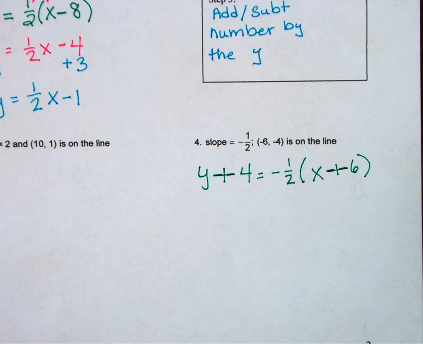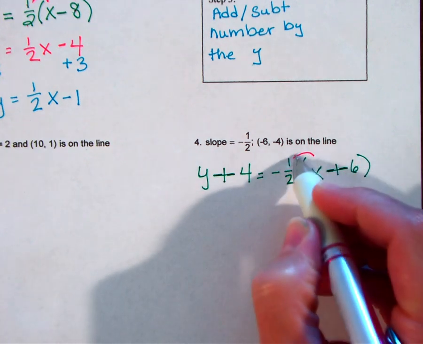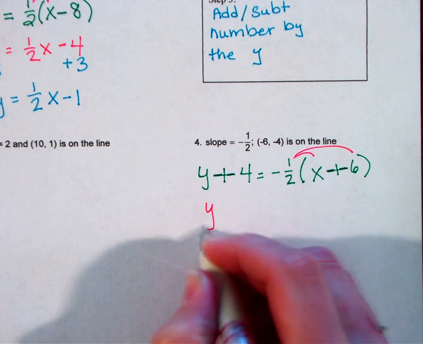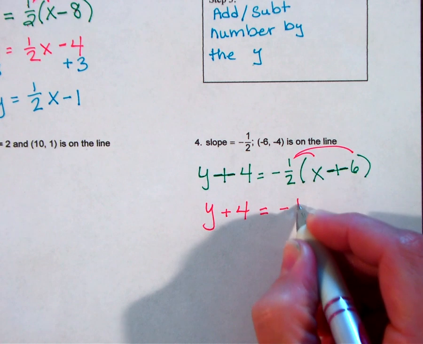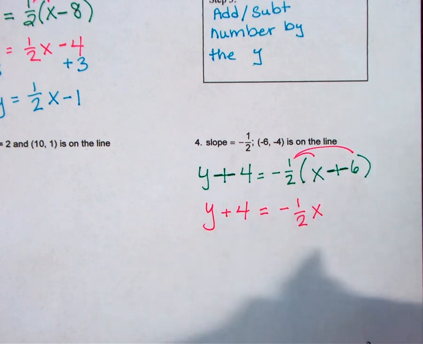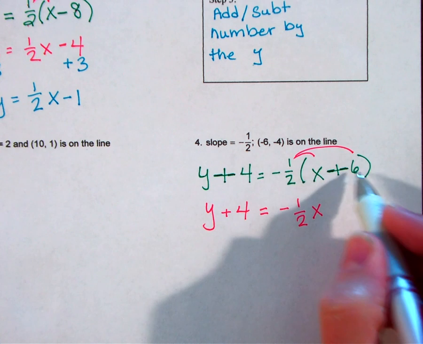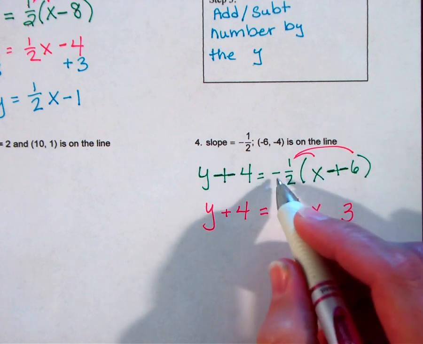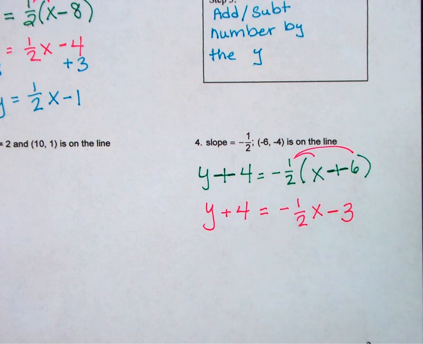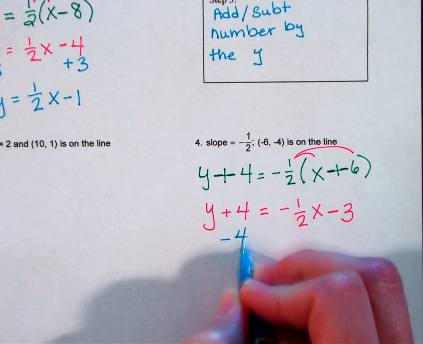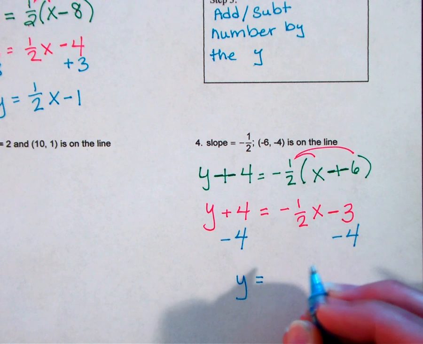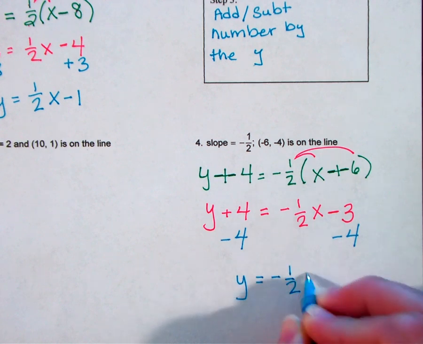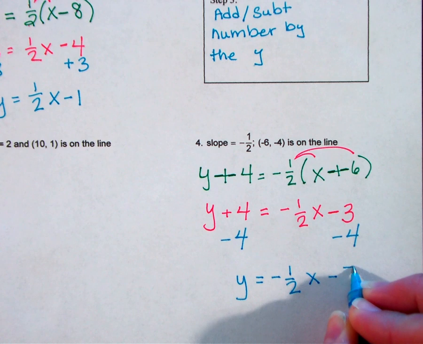Step number 2 is I'm going to distribute this slope. So y plus 4 is equal to negative 1/2 x. And then half of 6 is 3, but because I'm multiplying it by negative half, it's actually minus 3. And the final step here is I'm going to subtract my 4. So y equals negative 1/2 x minus 7.